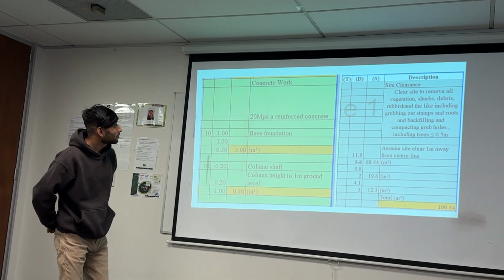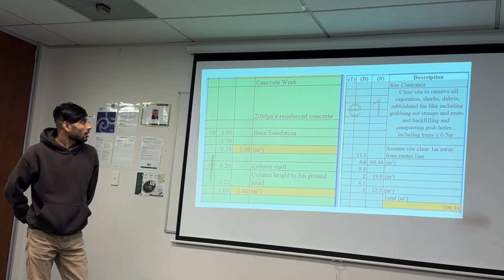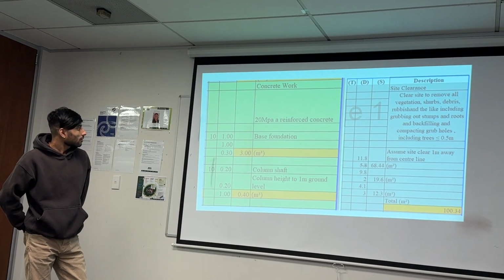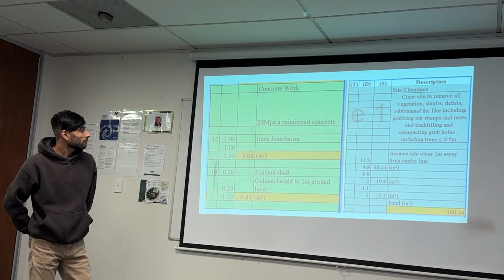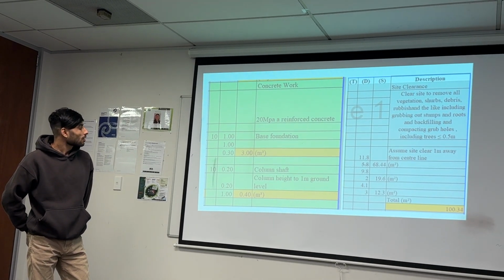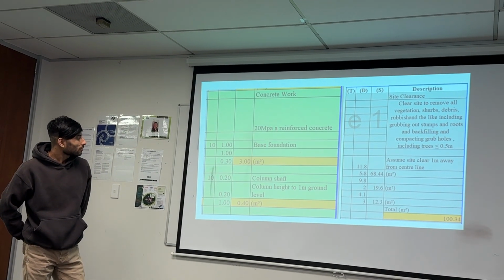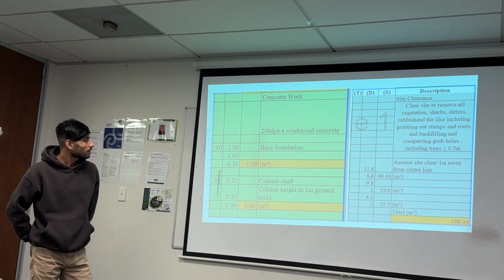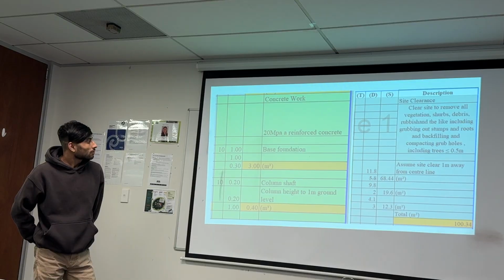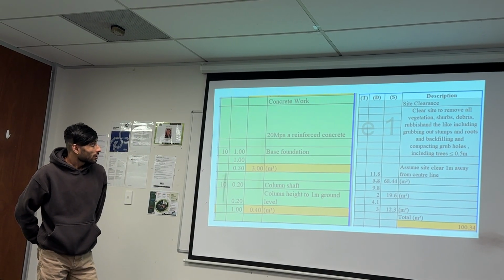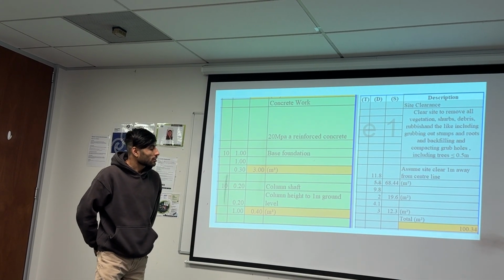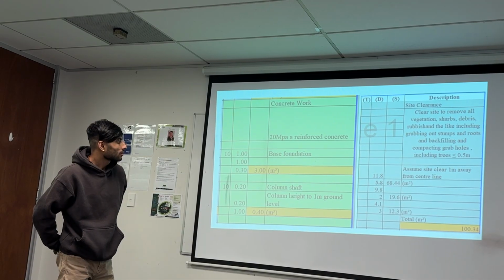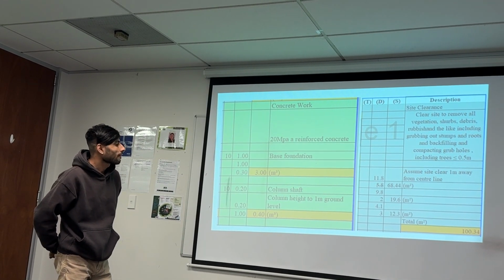When we are doing the concrete work, we need to use the cubic meter for concrete foundation, and for column and slab we need to use the cubic meter unit, which is given by the ANZ SMM 2022. This is the example of that one.